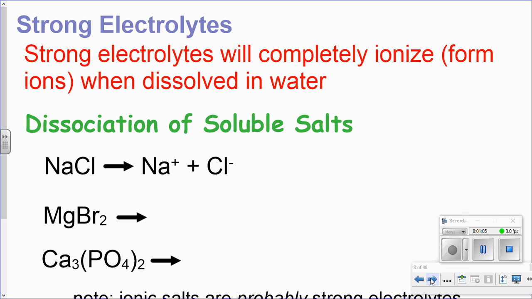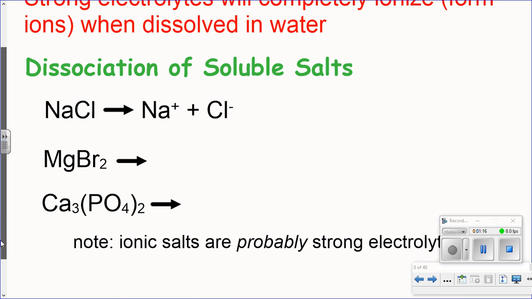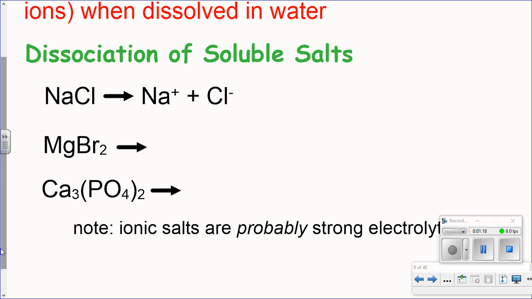First, let's talk about strong electrolytes. Strong electrolytes completely ionize. In other words, they completely form ions when dissolved in water. They will form nothing but ions. So again, as we see, this is all you've seen so far. We see how we have sodium chloride, and sodium chloride produces nothing but ions, a cation and an anion in solution. Okay, we could do this again with magnesium bromide.